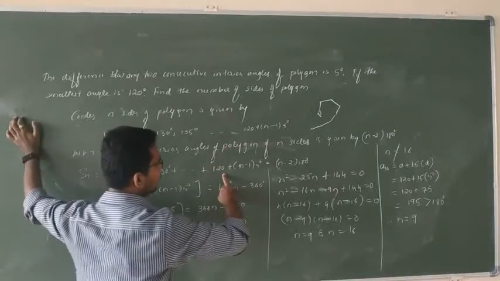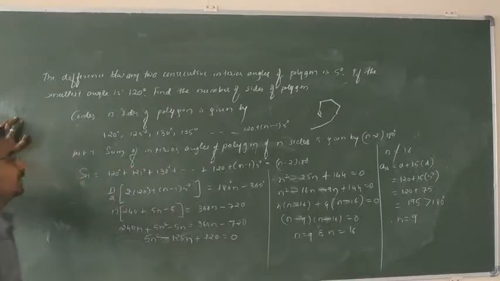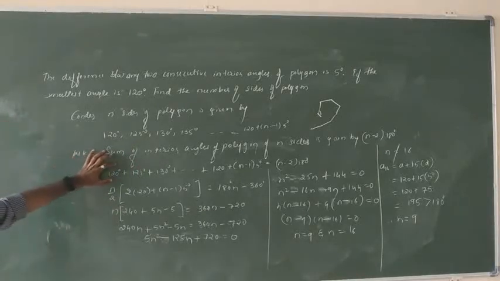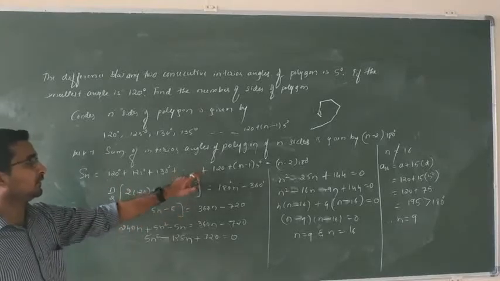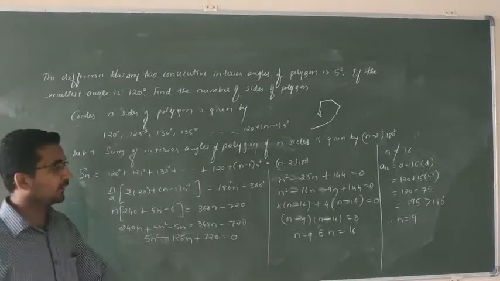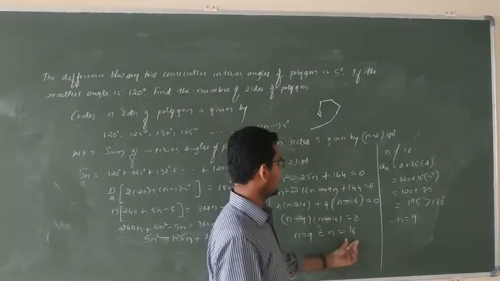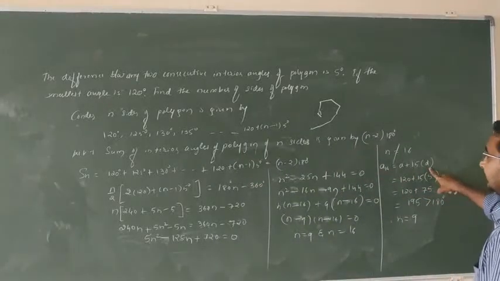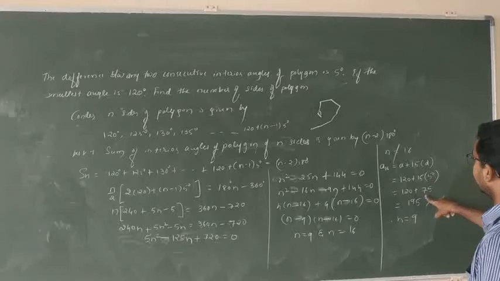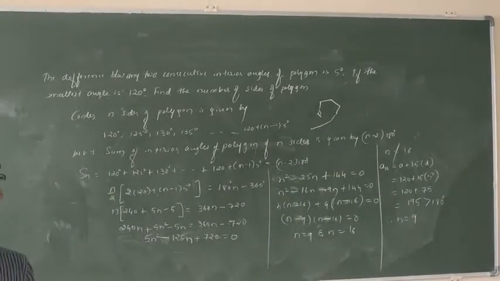Then the sum of all the n angles, 120, 125, 130, up to 120 plus n minus 1 into d, is equal to n minus 2 times 180 degrees. We find its sum as n by 2 into 2a plus n minus 1 into 5 degrees. After solving, we get n is equal to 9 and n is equal to 16. When I take the polygon side as 16, then a16 is a plus 15d, that is 15 into 5, that is 75, which is again greater than 180 degrees. So that's why we have to take n is equal to 9.